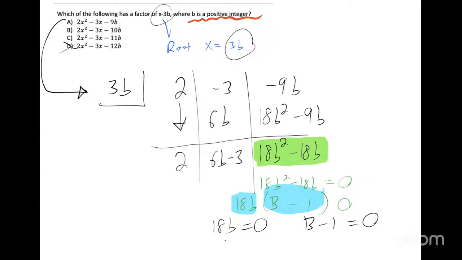And now we'll divide by 18. And we'll add 1. And guess what? B came out to a positive integer. It came out to 1. And that's why A is actually a factor. A is the expression that has a factor of x minus 3b. And that's our answer for that tough question.